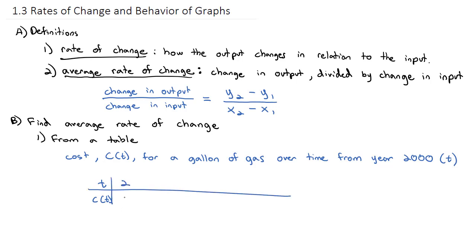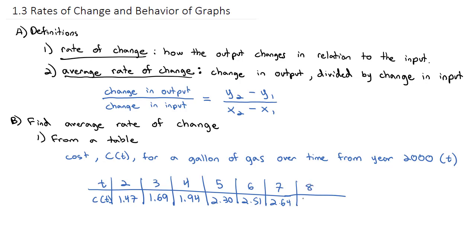And so 2 years after, gas might have been $1.47. And then at 3 years after, gas might have been $1.69. And then at 4 years after, $1.94. At 5 years after, $2.30. At 6 years after, $2.51. At 7 years after, $2.64. At 8 years after, $3.01. And then 9 years after, in the year 2009, gas was $2.14.